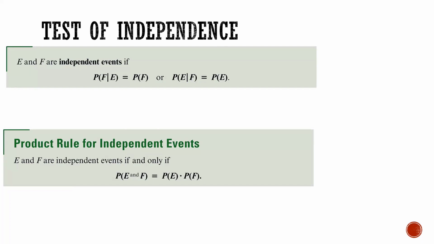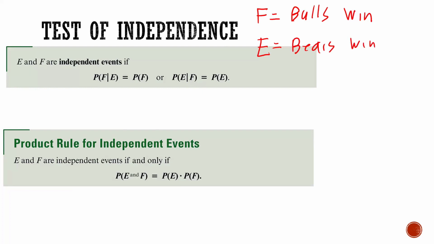these. I do not follow basketball. So let's do Bobby's things. F can be the event that the Bulls win their next game. I'm going to abbreviate that to Bulls win. And E will be the event that the Bears win their next game. Let's look at this.